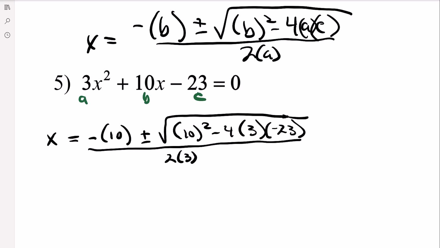Okay, so here's the B value. So the opposite of B, B squared. Here's the A value, and the quadratic says subtract 4A divided by 2 times A, and then the C value. And it all matches up. Okay, and then we're just going to simplify.